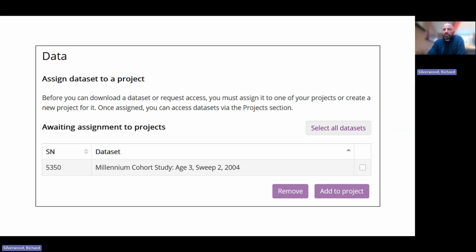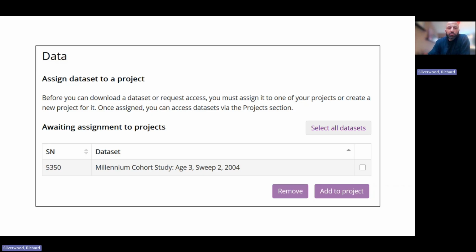So in UKDS, there's an additional stage here before you can download the data. Before you can download any data set, it has to be assigned to a project. So a project is essentially just a space that you have dedicated to a specific research project that all of your data sets live within.